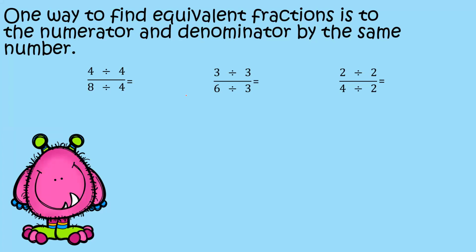One way to find equivalent fractions is to divide the numerator and denominator by the same number. So 4/8, to make an equivalent fraction, we can say 4 divided by 4 is 1, and 8 divided by 4 is 2. 3/6, 3 divided by 3 is 1, 6 divided by 3 is 2. 2/4, 2 divided by 2 is 1, 4 divided by 2 is 2. So 4/8 and 1/2 are equivalent. 3/6 and 1/2 are equivalent. 2/4 and 1/2 are equivalent.